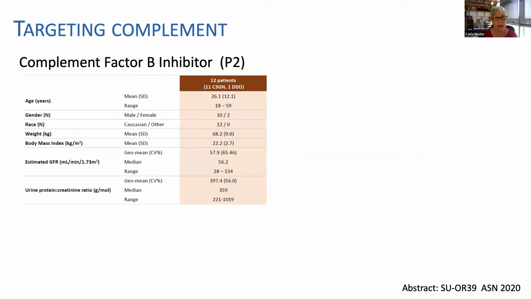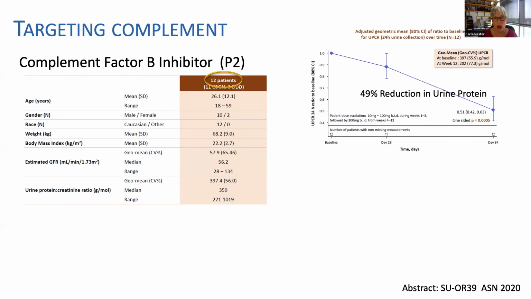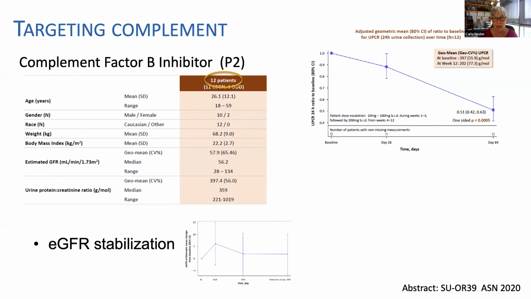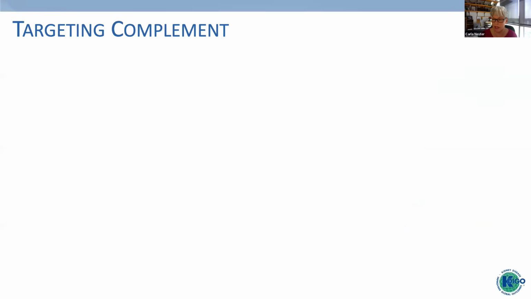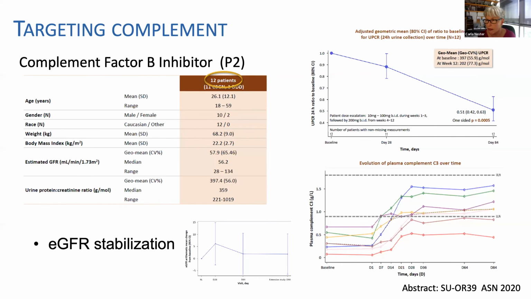How about the complement B inhibitor? Also, a 49% reduction in urine protein, GFR stabilization, and then pretty much the same story. You have some degree of improvement in the C3.